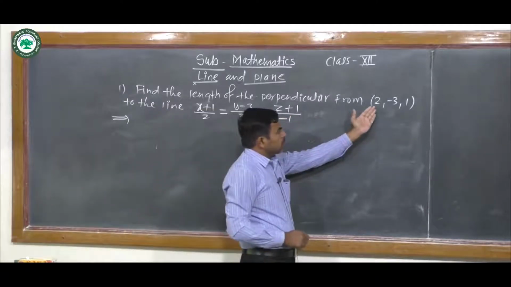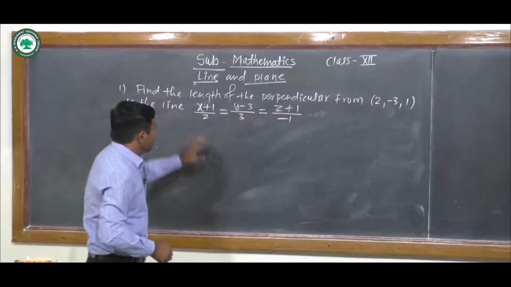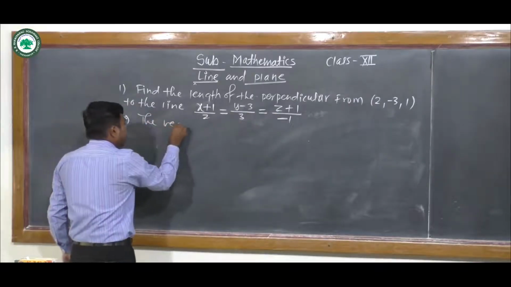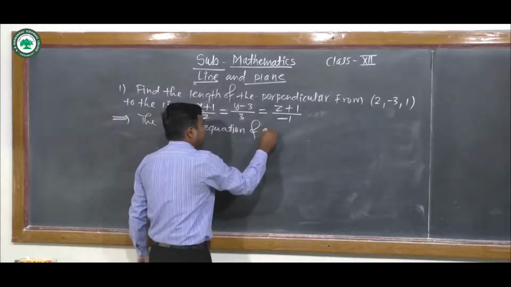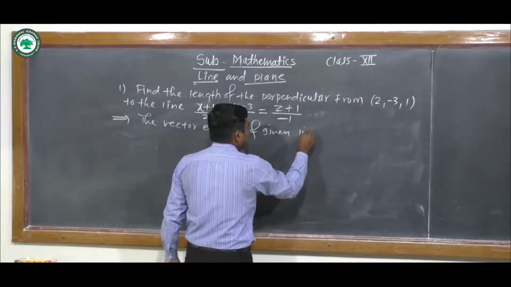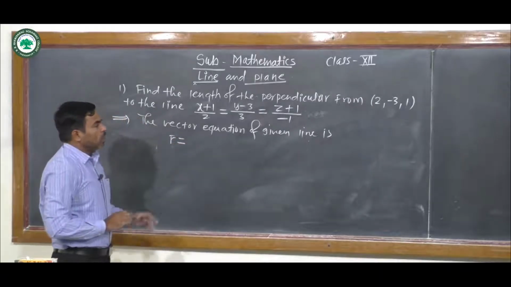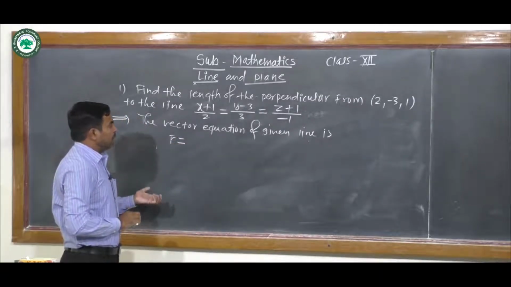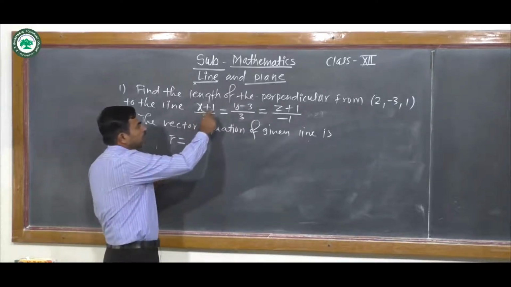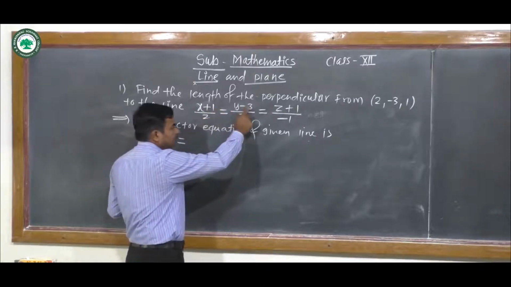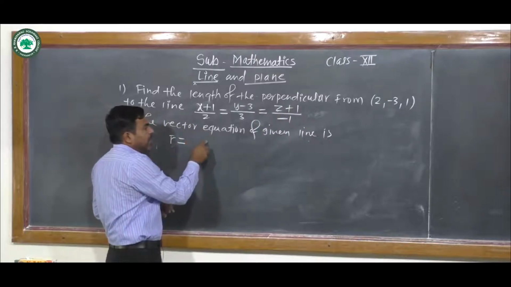As the coordinates of the point P are known, we can find its position vector alpha bar. The vector equation of the given line is R bar equals A bar plus lambda into B bar. A bar is the position vector of the point on the line. Here x1 is minus 1, y1 is 3, and z1 is minus 1.